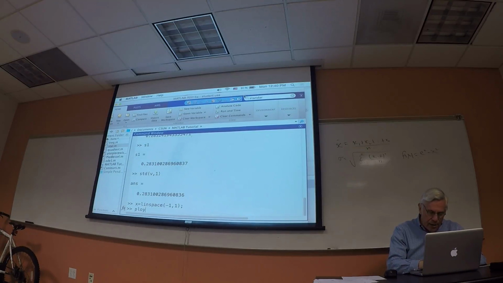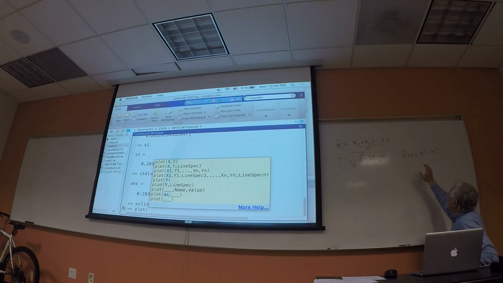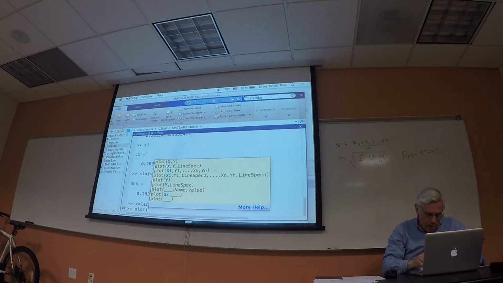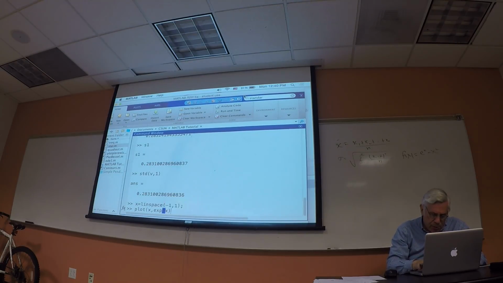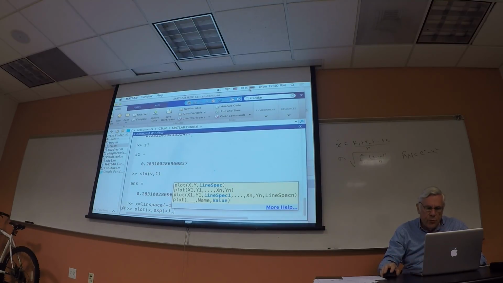Now let's look at a plot. What are those two functions I want to plot? I want f of x equals 0, so I want to see when e to the x intersects x squared. So let me plot e to the x and x squared. First let me do x versus the exponential of x. That's a built-in, and as I mentioned before, it is vectorized.